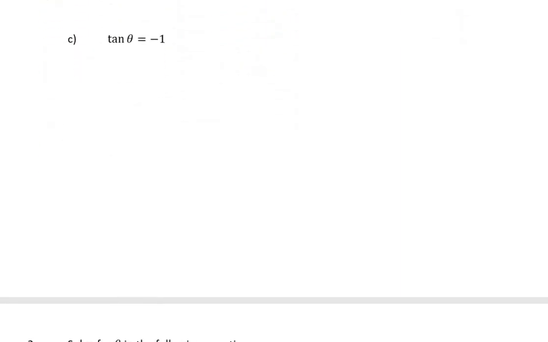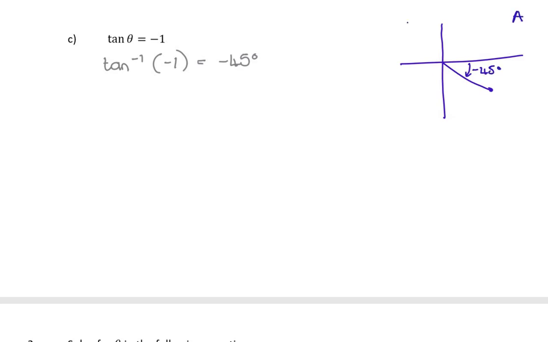Tan is negative 1, not a problem. On my calculator, I go shift tan of negative 1, and my calculator tells me it's negative 45 degrees. Now where is that? What's going on here? Negative 45 degrees would basically just be in quadrant 4. That makes complete sense because tan is negative in quadrant 4. So therefore my first solution is theta equals negative 45 degrees.